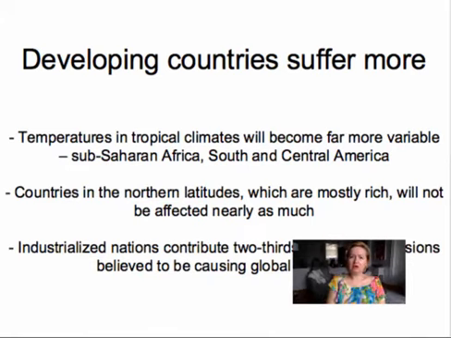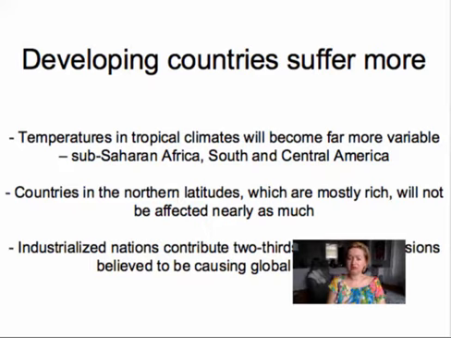Okay, so the temperatures in tropical climate will become far more variable, as we saw in that previous image. So these areas are sub-Saharan Africa and South and Central America. Countries in the northern latitudes, which are mostly developed and rich, will not be affected nearly as much by changes in soil moisture. So far from the equator, countries will actually see smaller temperature fluctuation because of changing atmospheric patterns.